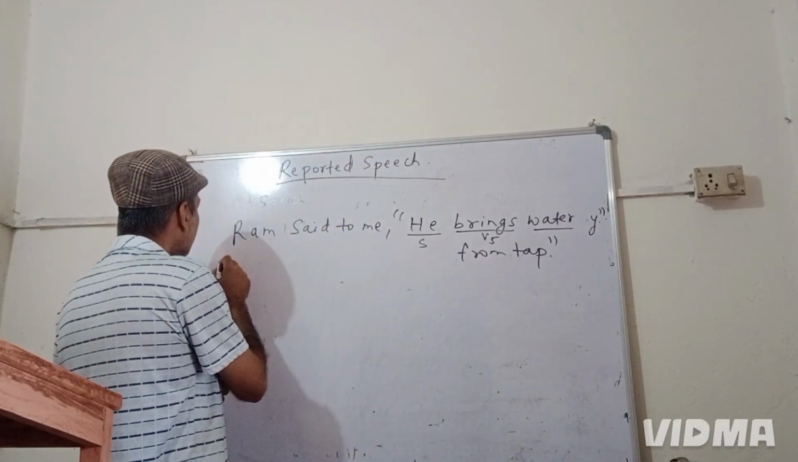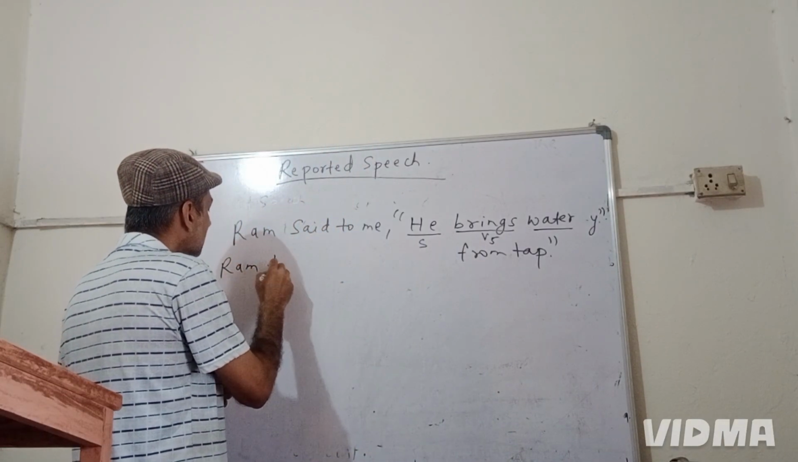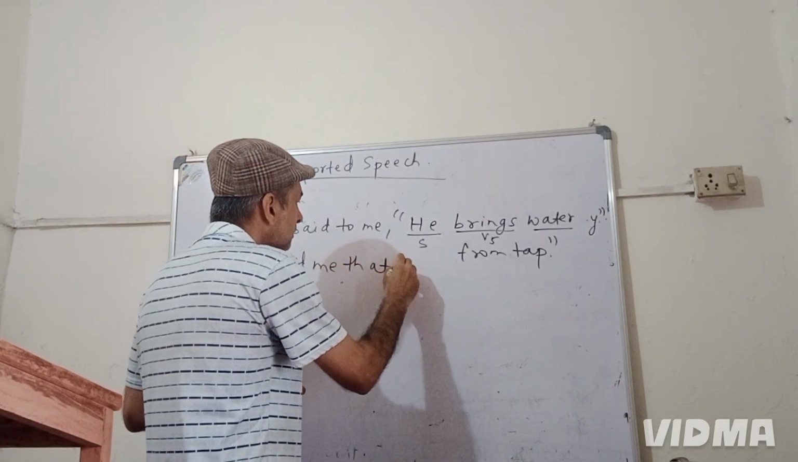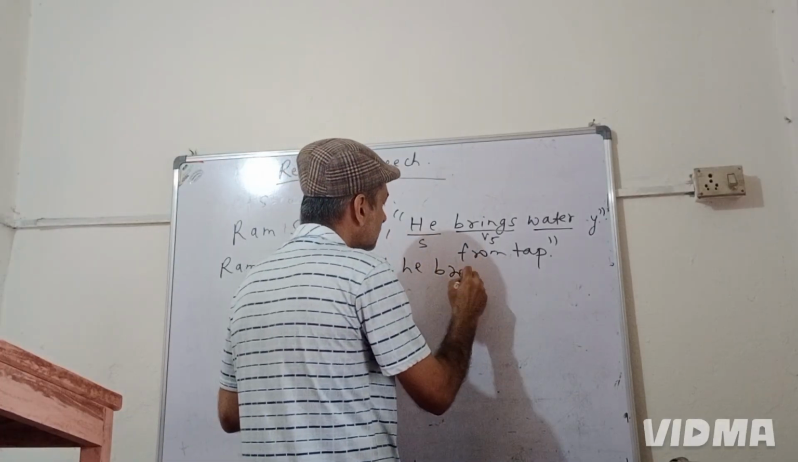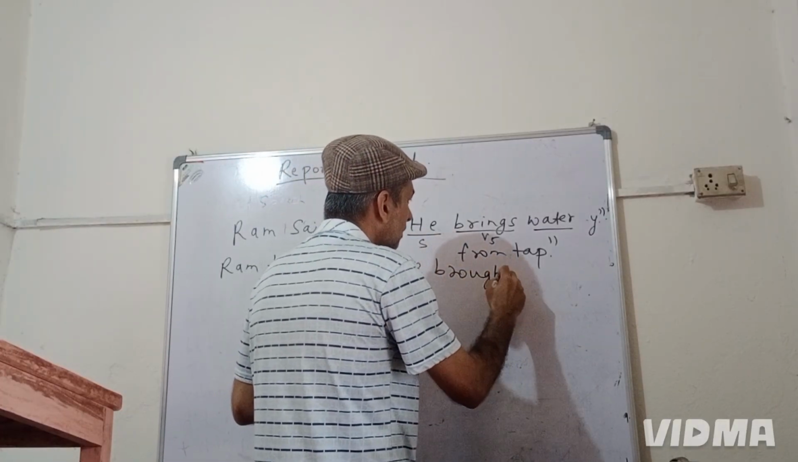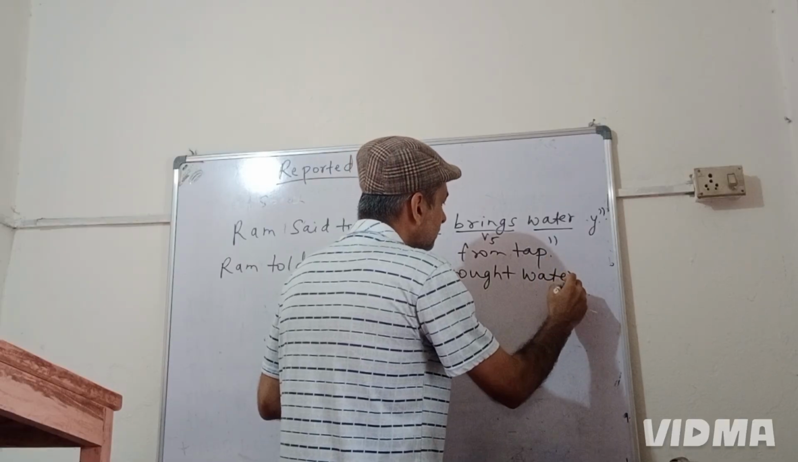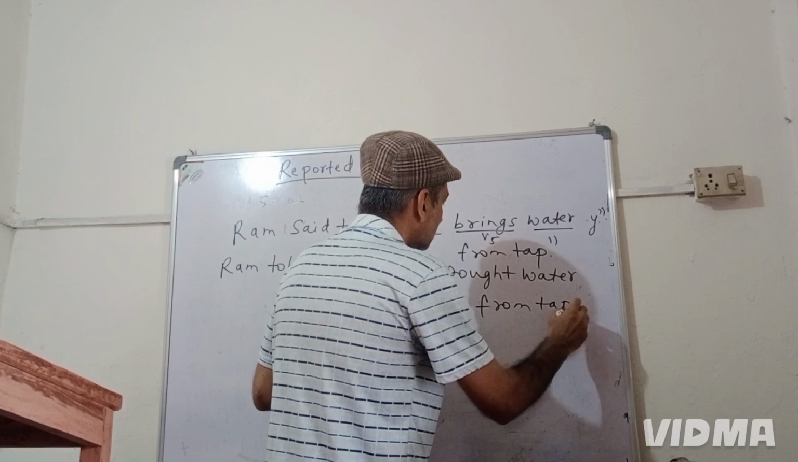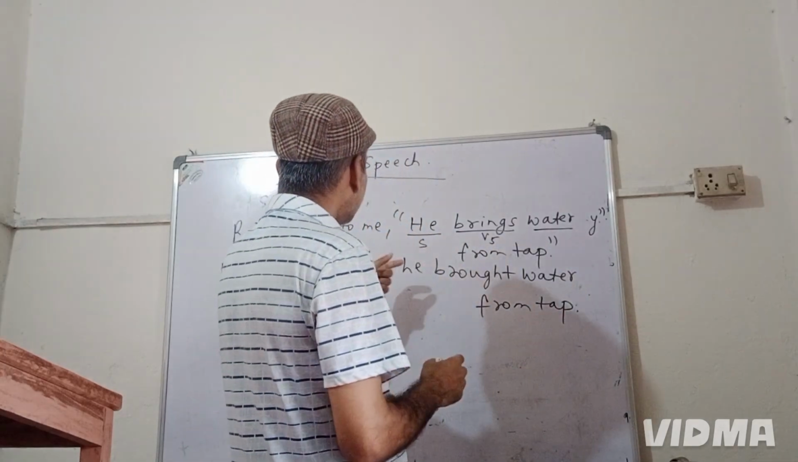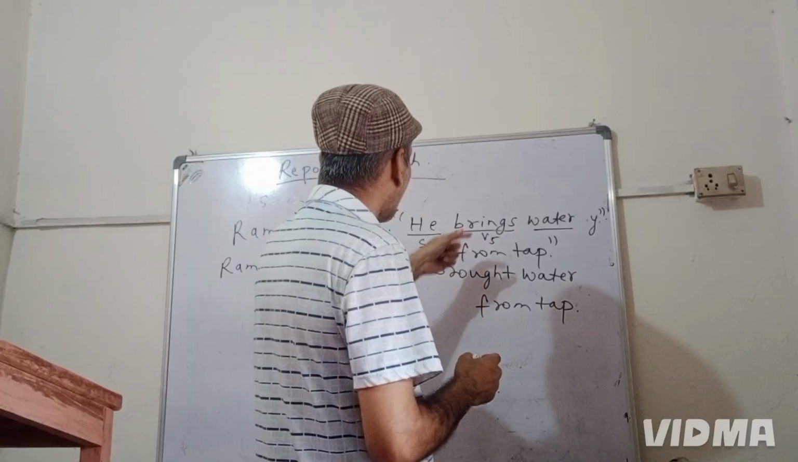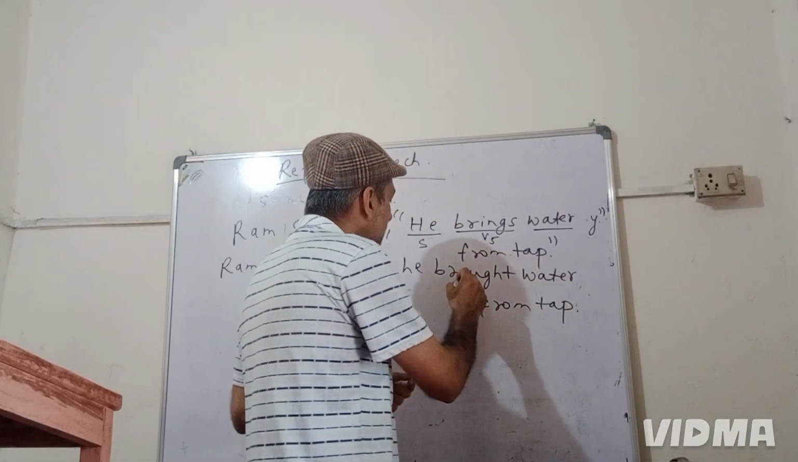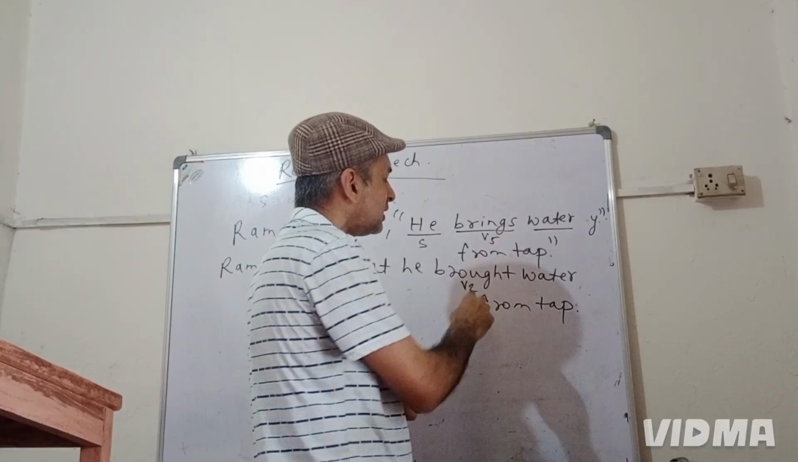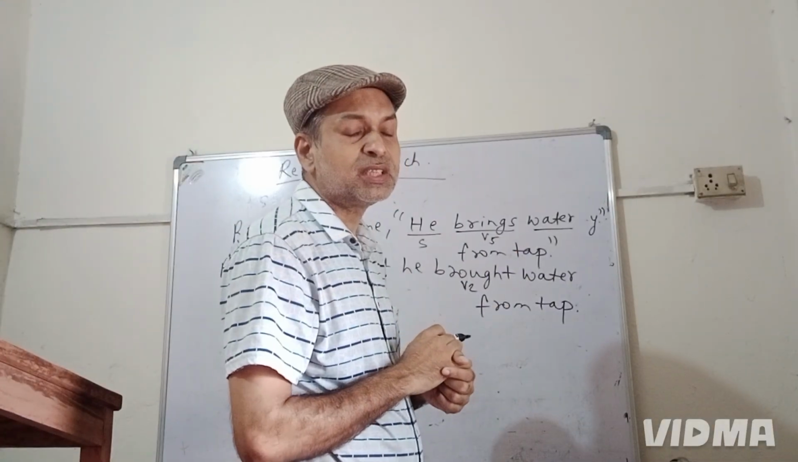We simply have to say, Ram told me that he brought water from the tap. Ram told me that he brought water from the tap. Brings will be changed into brought, V2. So this is the change. It is changed into simple past. Simple present is changed into simple past. This is the basic rule.